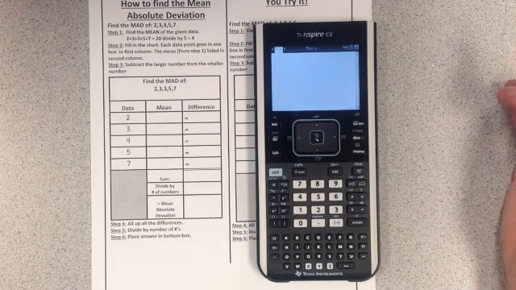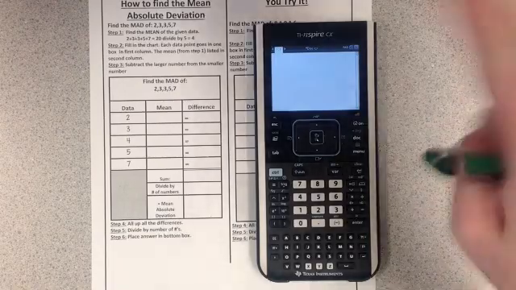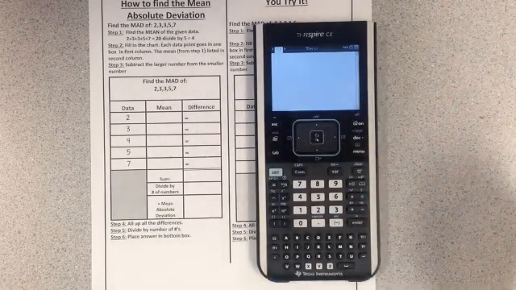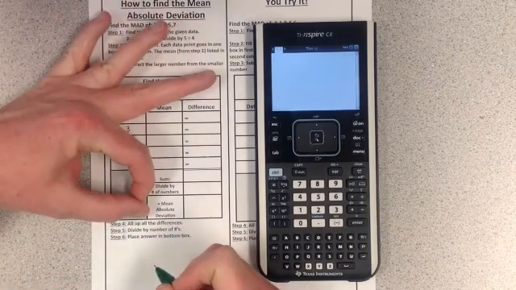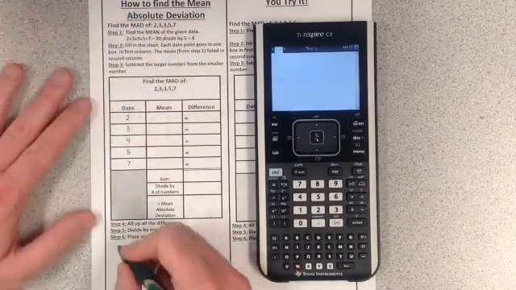So to find mean absolute deviation, there are actually only 3 steps. It looks like a whole lot, but there's really only 3 steps. And I want you to write these 3 steps at the bottom, okay? Those 3 steps at the bottom. Ha, made you look. 3 steps to the bottom.